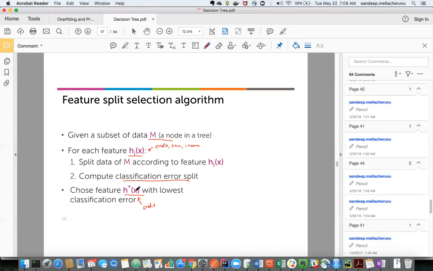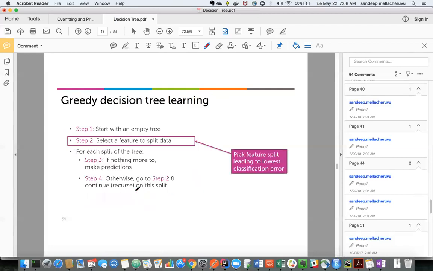Okay. So that's how you do the feature selection, once you pick the best feature for each split. If you see, this is the initial algorithm we started with. Start with an empty tree. For each split, I mean, take a feature to split. For each split, if there is nothing more to split, then stop and make the predictions. Otherwise, recurse, which means you go on splitting the data, splitting the tree. This is the original one.